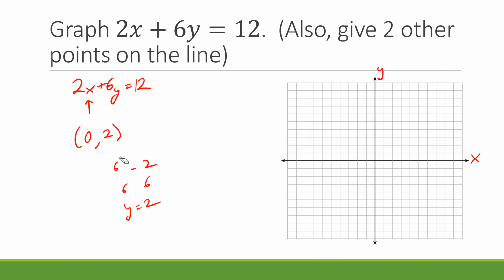And I found an intercept. That point is actually a point on the line, and it happens to be the y-intercept. If I graph this over 0 up 2, that's right here.